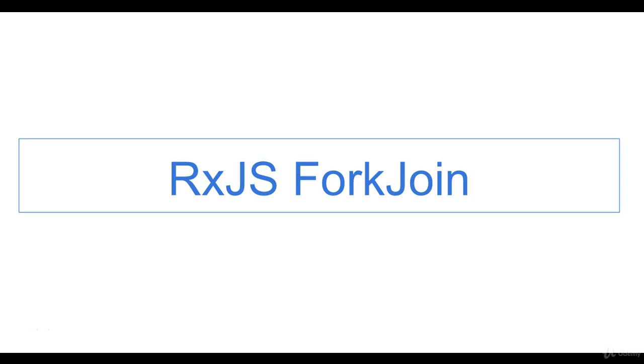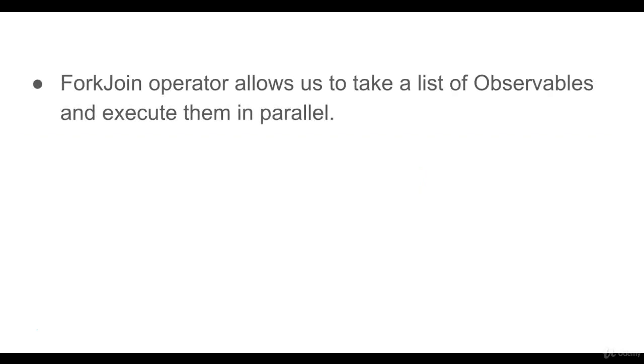But with this forkJoin operator, it takes a list of observables and then returns a single observable when all observables resolve without any errors. Now, this forkJoin operator allows us to take a list of observables and execute them in parallel. Take, for example, we want to make a request to the OpenWeatherMap API using a single parameter like the longitude and latitude to get the current weather information and also the forecast weather information.